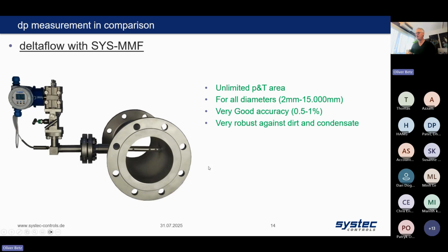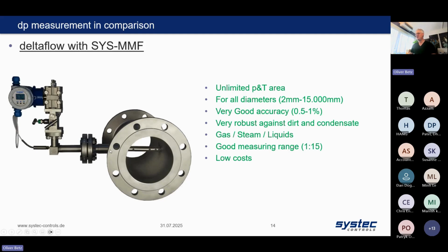We are extremely robust against condensates and dirt. The tappings here are big, so condensates can flow back into the pipe. And also dirt, if you're talking about gases up to 1,100 milligrams per cubic meter, we are fine. For higher dust content, this probe can be flushed out automatically. We produce it for gas, steam, and liquids. We have a good measurement range, 1 to 10, 1 to 15 with a probe. If you do splitting range, it could be even higher.